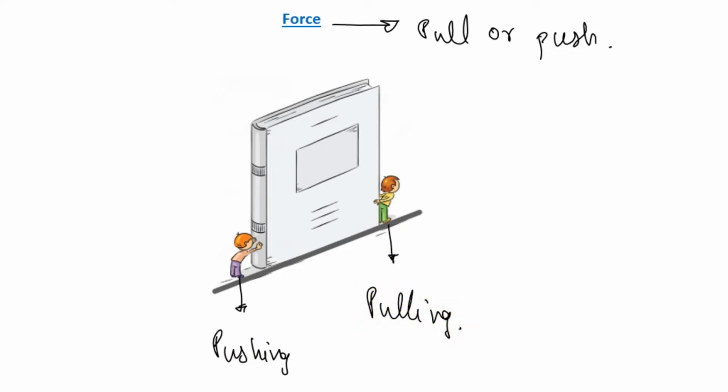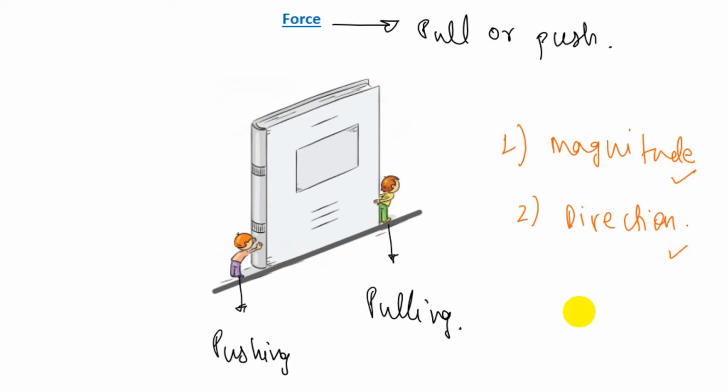Now force is characterized by two quantities. The first one is the magnitude, or what we call the strength, and the next one is the direction in which you are pulling or pushing. Thus force is a vector quantity since it has both magnitude and direction.